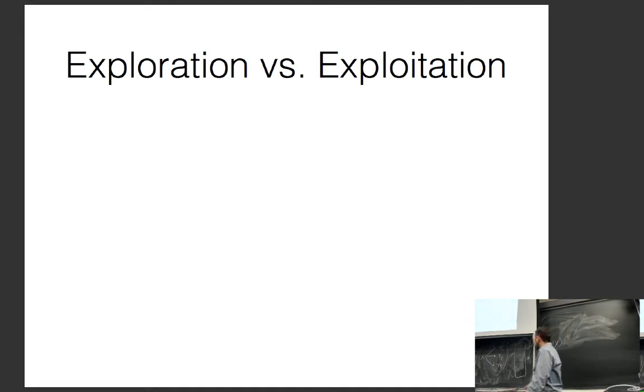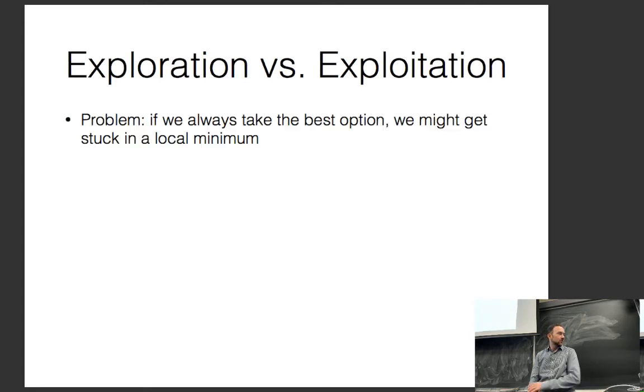So another really important point in reinforcement learning, not only in value-based reinforcement learning but also in policy-based reinforcement learning, but particularly in value-based reinforcement learning, is that you need to do exploration versus exploitation. So the problem is if you always take the best current option, you run a really high risk of landing in a local minimum somewhere.